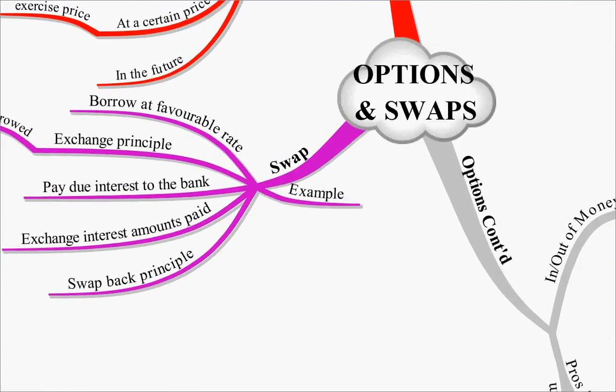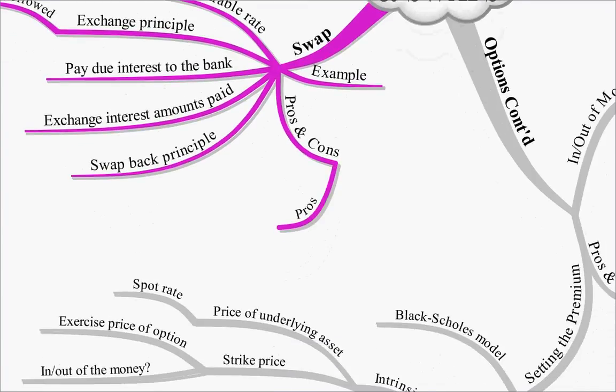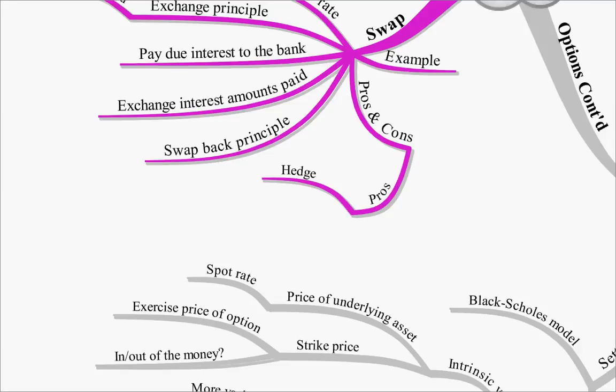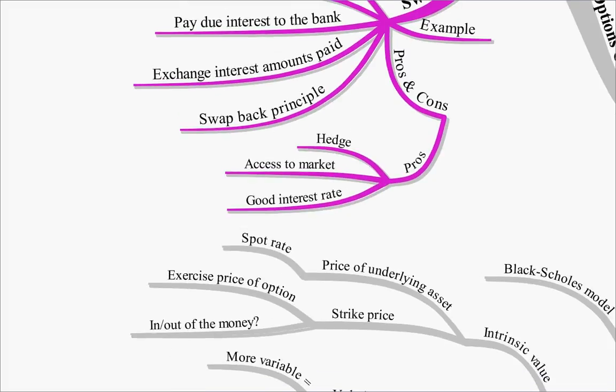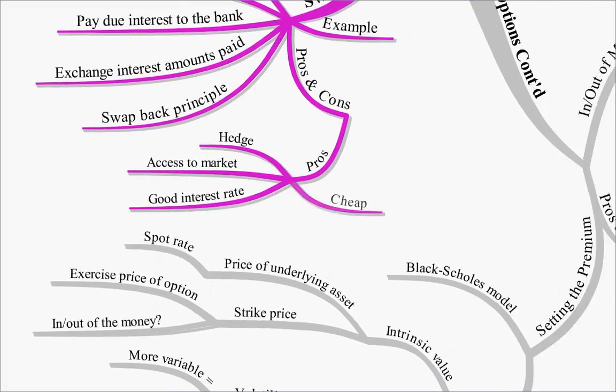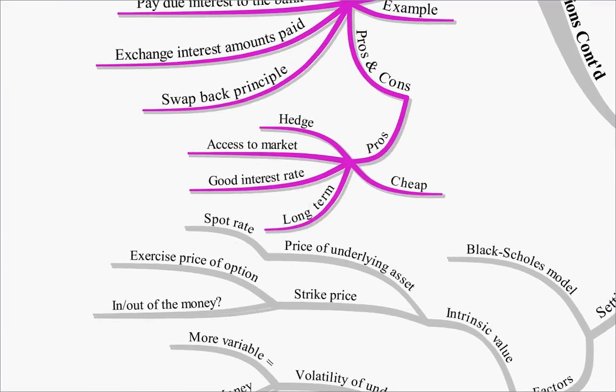The only way to really understand a swap is to go through an example, which I don't have the facility to do here. So go through plenty of examples and make sure you understand how a swap actually works. The pros and cons of using a swap. Well, the pros are that you can actually hedge your risk very effectively. You have access to markets that you maybe wouldn't have otherwise, and you can actually get a very good interest rate. It's also cheap, very few transaction costs on a swap, and it can be done over the long term. Some of these other models, swaps or the options and the futures, are really only short-term hedges. A swap is a more long-term hedge.